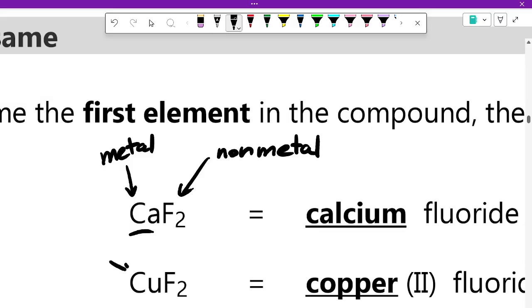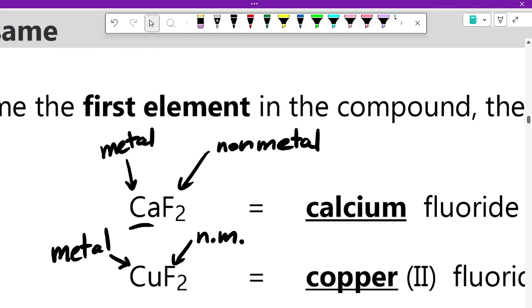What is copper? Copper is a metal. Fluoride is a non-metal. And copper is in the red zone, which means that you don't know what its charge is unless I tell you, yes? Or actually, later on you'll be able to figure it out. But that comes later, so don't worry about that right now. Right now I'm just going to tell you that you have copper(II) fluoride, because it's in the red zone.